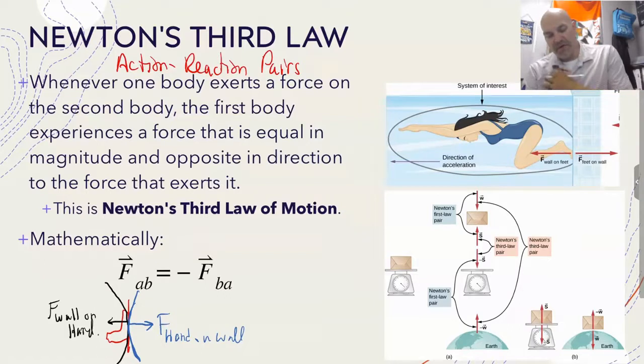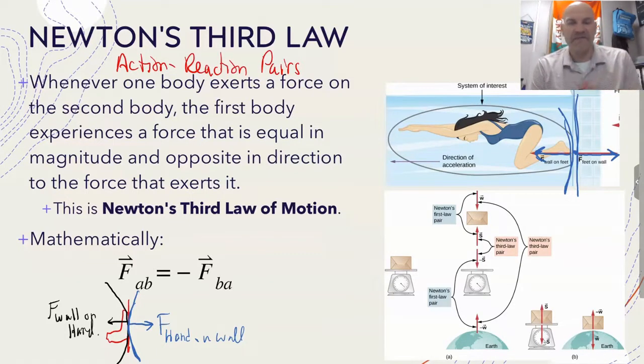Same thing here with the swimmer. You can see that she's pushing off on the wall, but then the wall is pushing back on her. The reason we see her accelerate is because she's much smaller than the wall. But yes, there would be a force on the wall from her feet. Again, this is her system, and this is the wall system. They're acting in different systems, as opposed to what we have here.